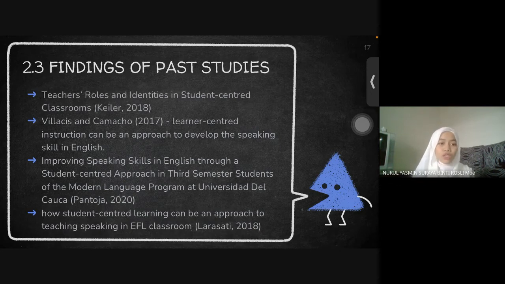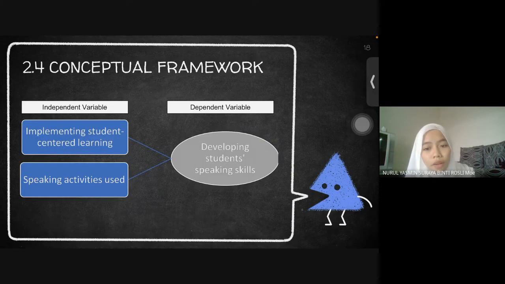So now I'm going to show you the conceptual framework of this research proposal. And we have two sections, which are the independent variable and the dependent variable. So the dependent variable is developing student speaking skills, and the independent variables are implementing student-centered learning and speaking activities use. So there is a relationship between the dependent and independent variables, which will be proven through this research.